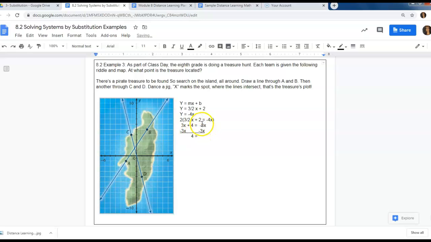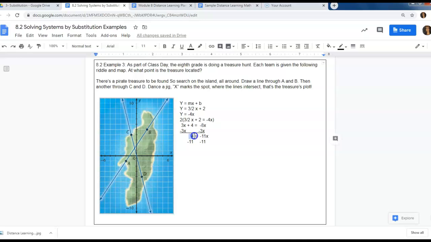And now here, negative 8x minus 3x, or you can think of it as negative 8x and negative 3x. That gives me negative 11x. Now I want to get the x alone. The x is being multiplied by negative 11, so the inverse of multiplying by negative 11 is dividing by negative 11. Remember that whatever I do to one side, I got to do to the other side. So divide by negative 11.